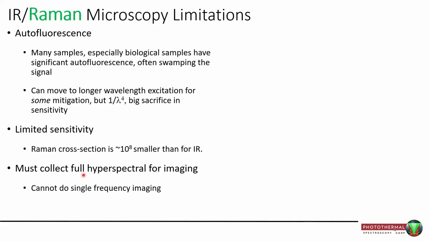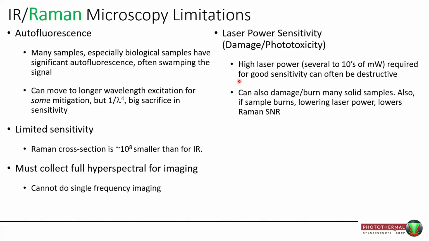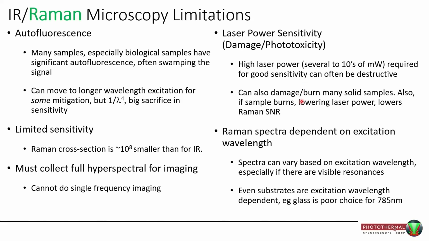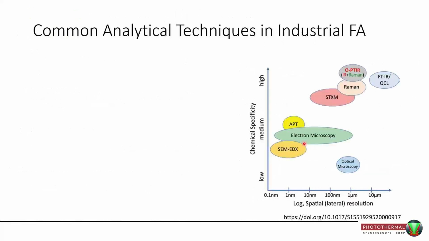For anything imaging, you need to collect hyperspectral images, so point-by-point mapping, which is a very slow exercise. And to overcome those sensitivity challenges, you often have to pump in a lot of laser power. And you often find that you're running a fine balance between too much laser power, which burns and damages your sample, or too little laser power, in case you have not enough sensitivity. And sometimes, if you're using different lasers, you have different spectra turning up, and it could be because of the substrate, it could be because of resonances in your sample, and so forth.